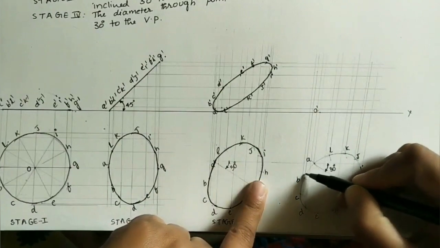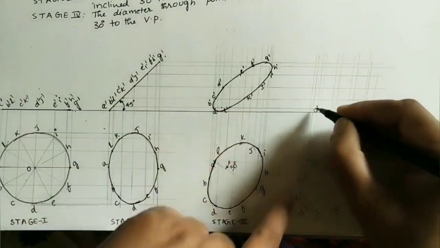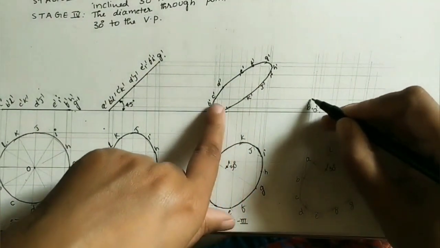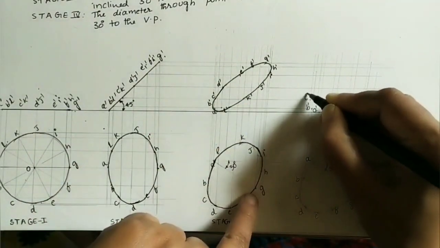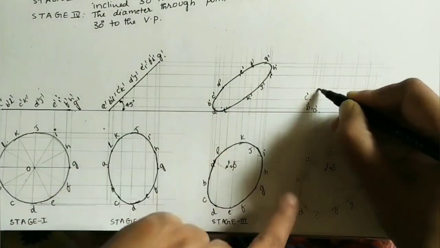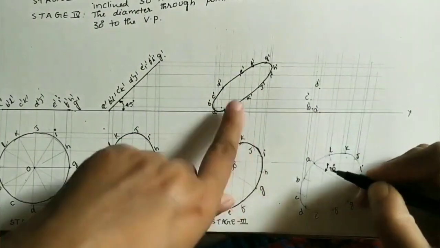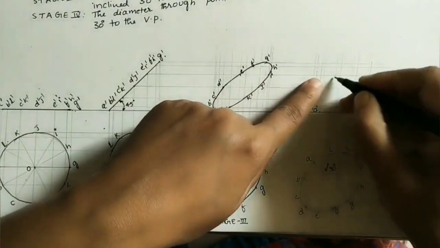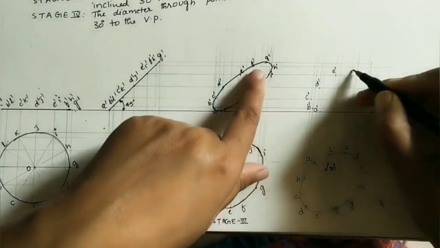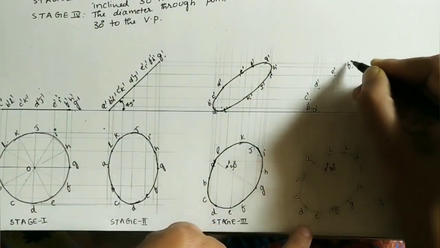Similarly B vertical line, and then B horizontal line. Take this as B dash. C vertical line, C horizontal line. Take this as C dash. D horizontal line, D vertical line. Take this as D dash. E horizontal line, E vertical line. Take this as E dash. F vertical line, F horizontal line. Take this as F dash.